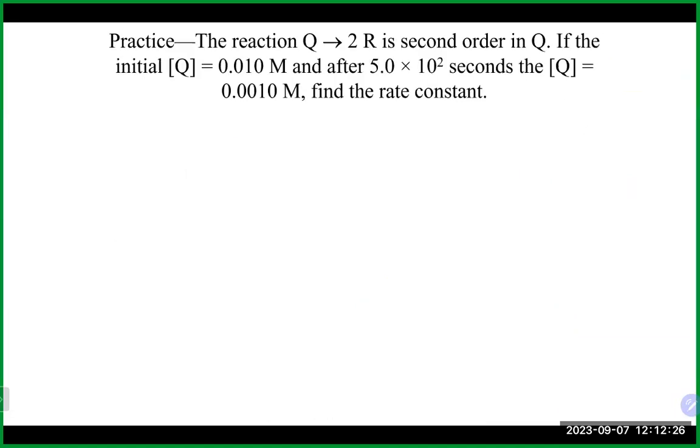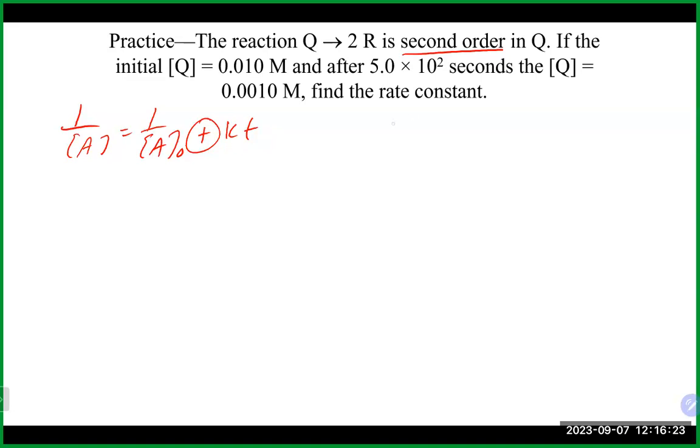All right, so let's take a look at one here. We got Q going to 2R, second order. If the initial concentration of Q is 0.01, after 5 times 10 to the 2 seconds, the concentration is 0.001. They would need to tell you it is second order in this case, since we are looking for the rate constant, so we don't have the benefit of seeing the units of it. So we definitely want to use our equation that has our concentration and our time. And remember that it is positive here, not minus, which is a common mistake.